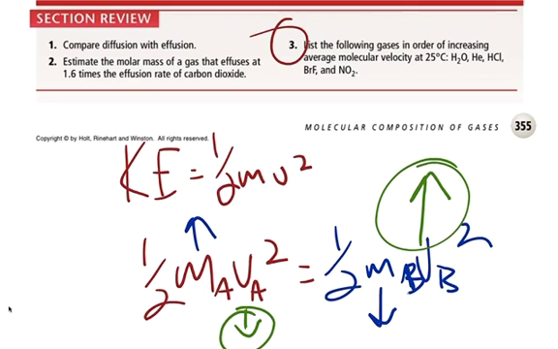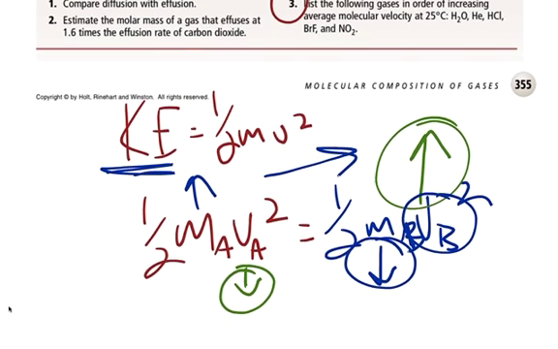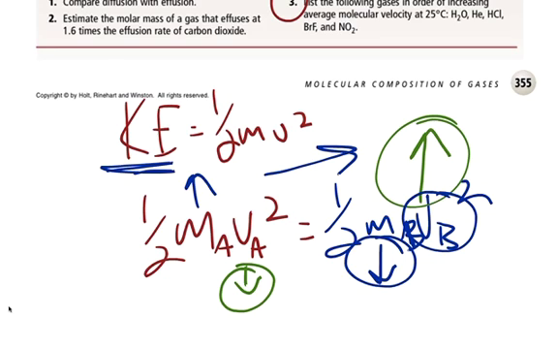Which makes sense, right? A smaller gas will move faster, a heavier gas will move slower, but they'll still have the same amount of energy, because energy, again, is a function of the mass times the velocity squared. So we want to put them in order of increasing average molecular velocity. Well, what does that mean? That means we want to put them in order of increasing velocity, which means we want to put them in order of decreasing mass. So let's look up the molar masses of them.